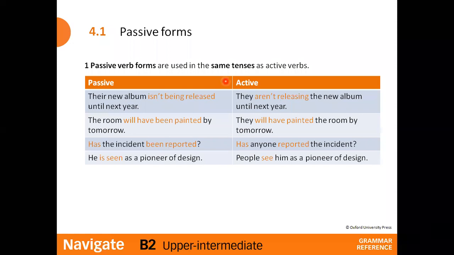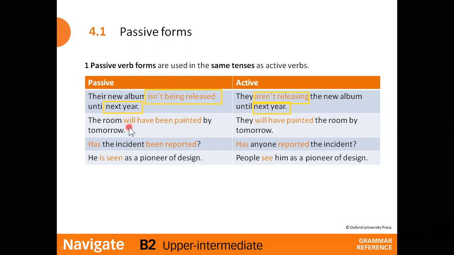And in this example, you can see that, for example, their next album is being released until next year. Next year is future. They are planning to do it. Here, present continuous is used in passive voice, and present continuous for the future is used here. And they are releasing the new album until next year. Again, here you can see until next year.